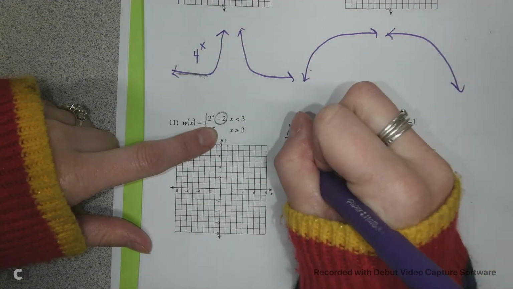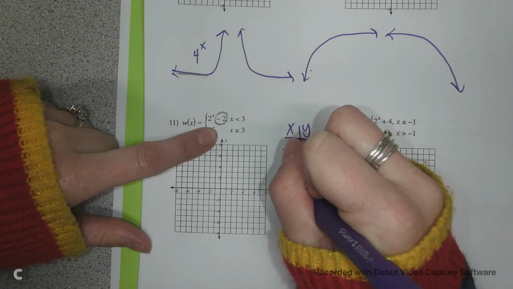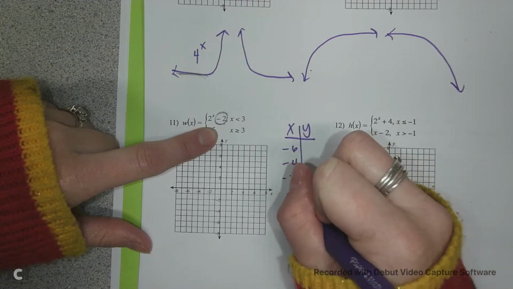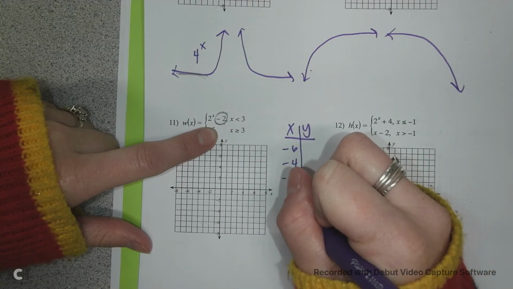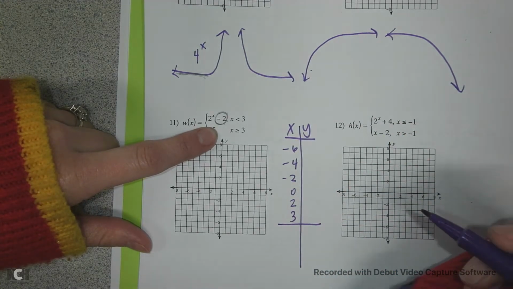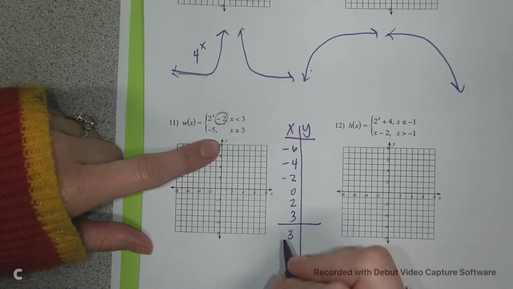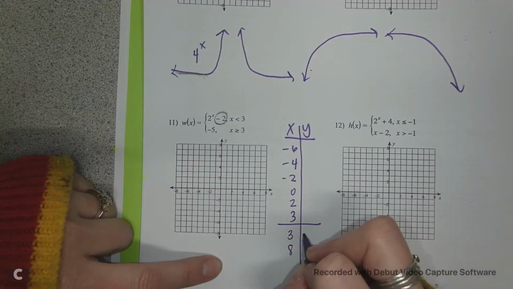Okay, let's pick -6, -4, -2, 0, 2, 3. Exponentials, you want to pick quite a few because you want to see the curve. And then I need a 3. Oh, and it's just 5, so pick another number. -5, I'm sorry.